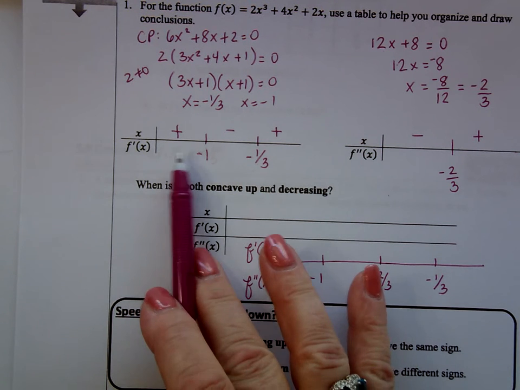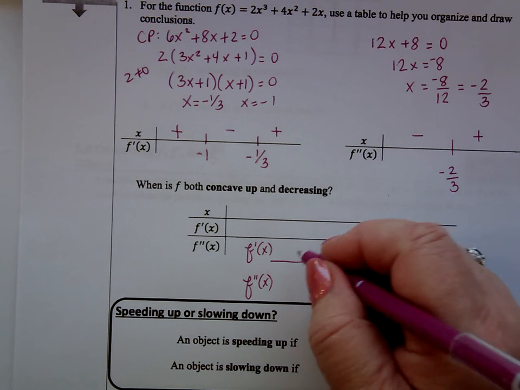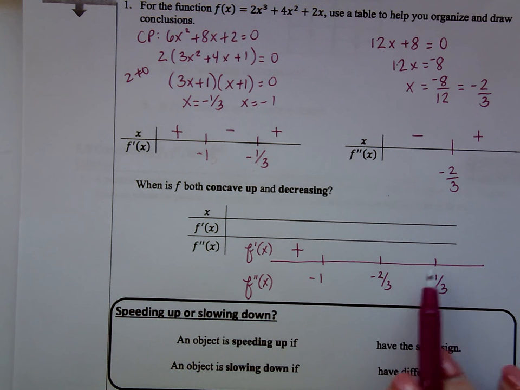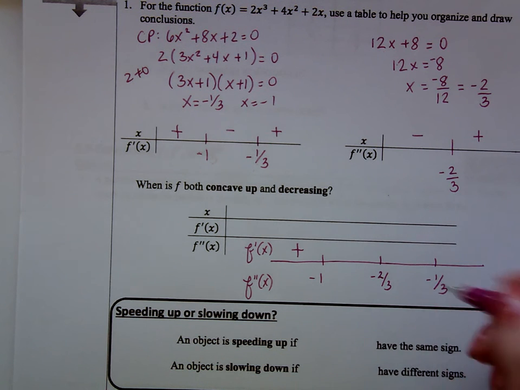So to the left of -1 is positive. Between -1 and -1/3 is negative. So this whole part is negative. Notice I wrote that twice, negative for this. And then it changes to positive over here. And so there's my first derivative chart.